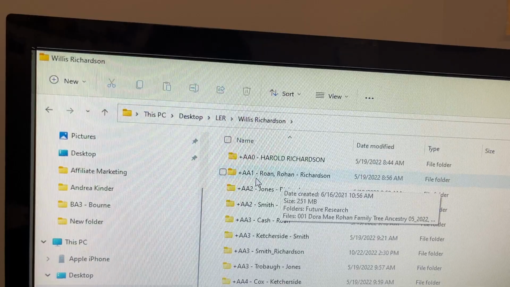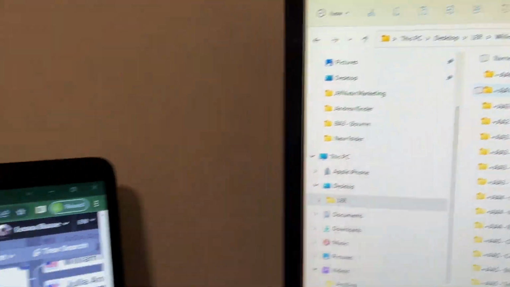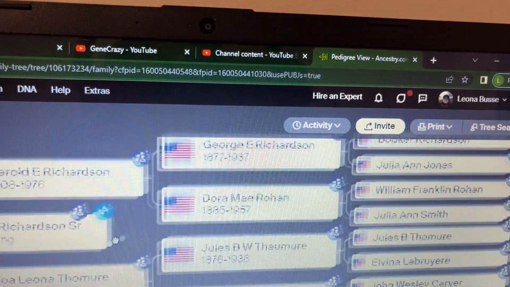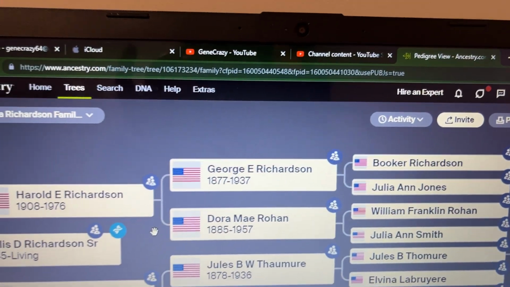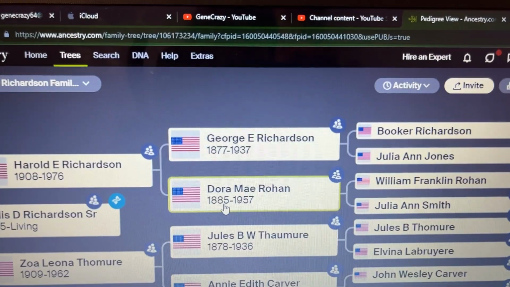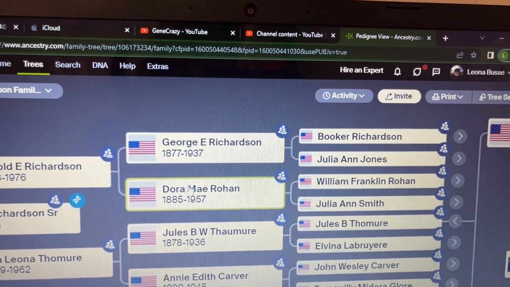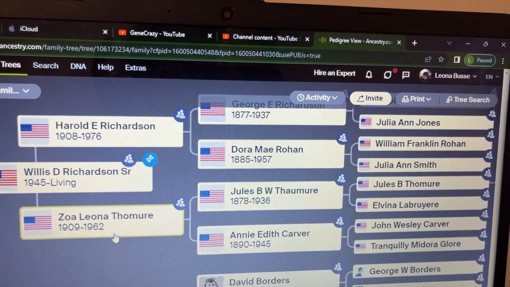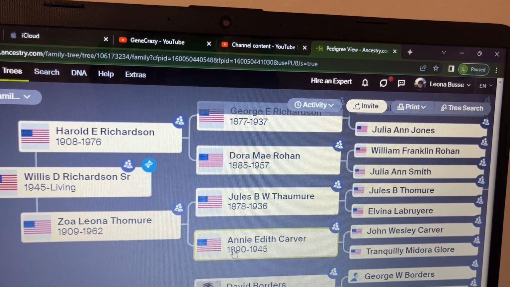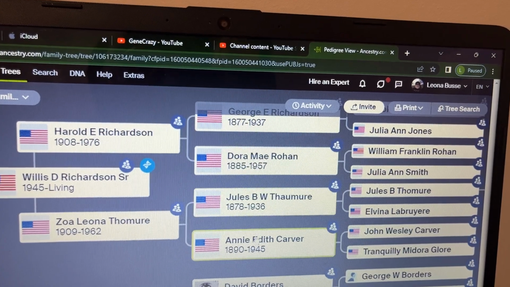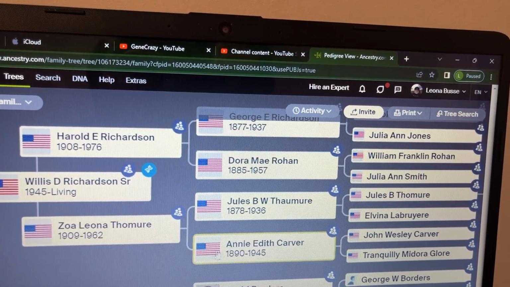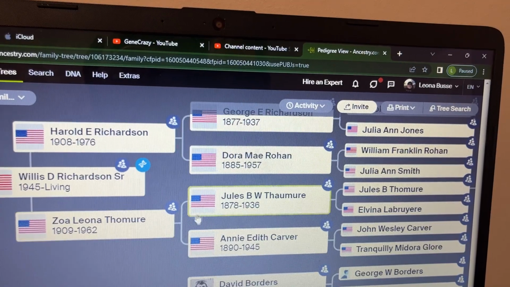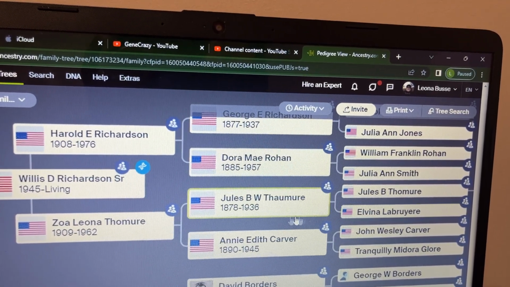Then this would be a female that married a Richardson. So if we go over here, we see Dora Rohan, who would be my great grandmother, my grandfather's mother, who married a Richardson. So she's generation 1. And for my grandmother, her mother would be generation 1, AB1, which would be Carver. And then all the Tamir names follow through in the Tamir directory.